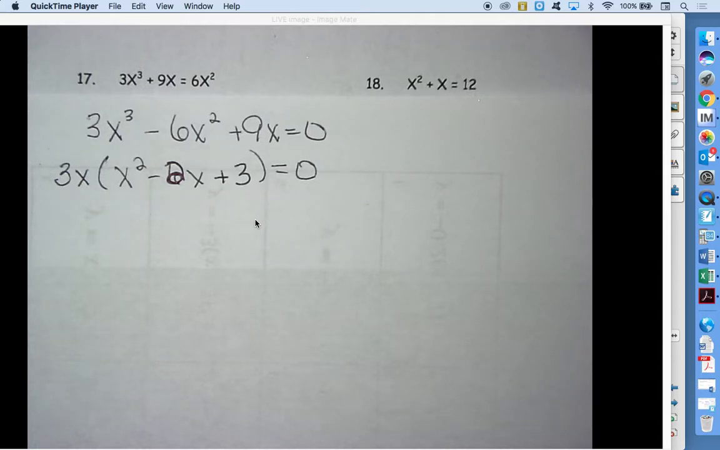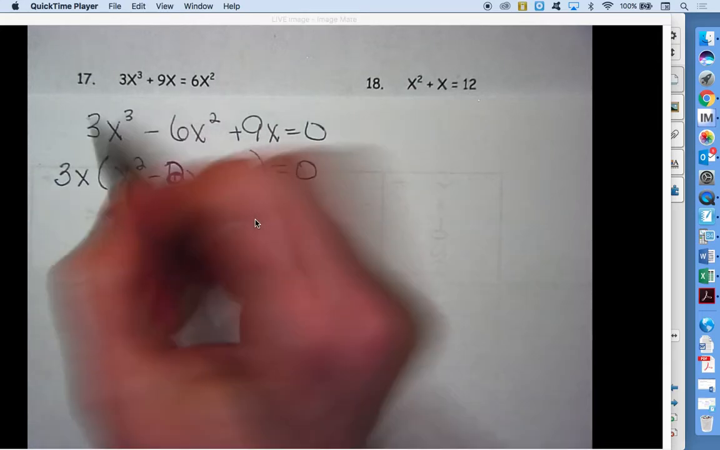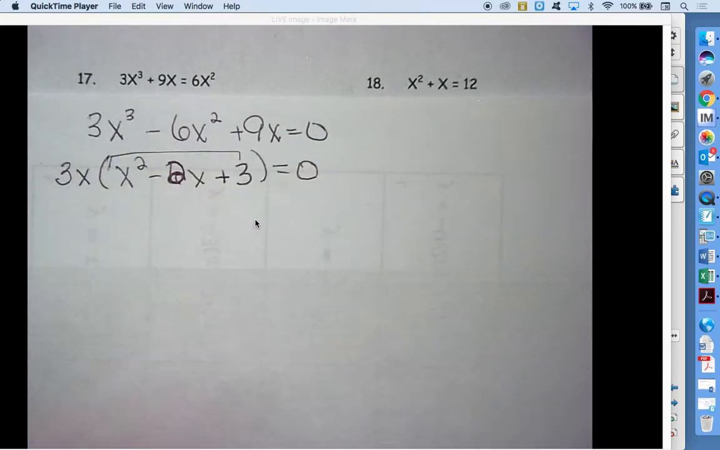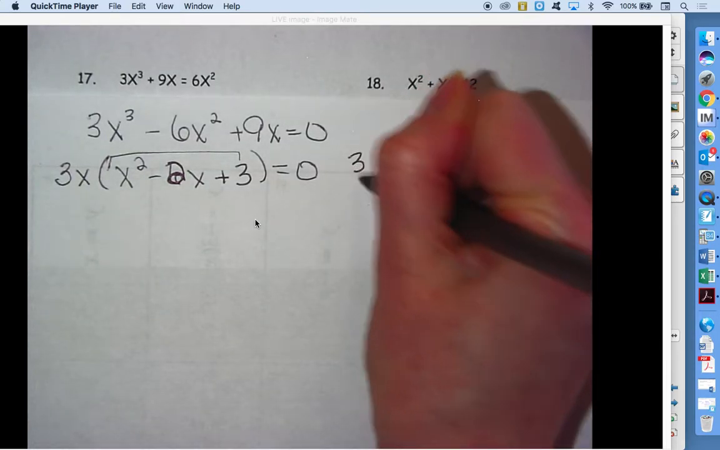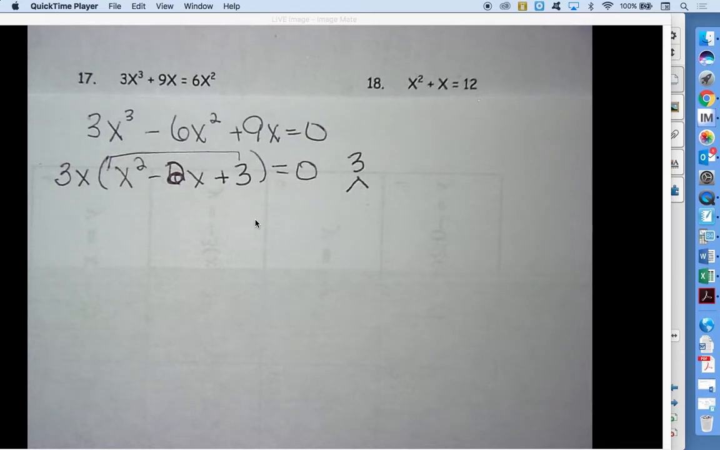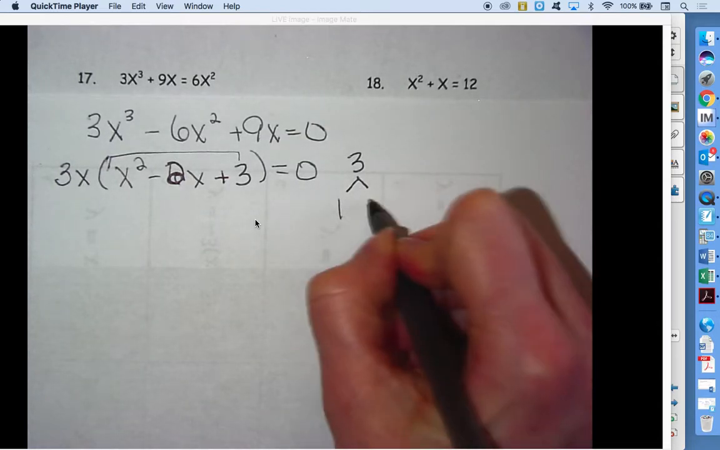All right, the third step would be to try AC grouping. Does that work for this problem? That would be my third step after you take out a GCF. We set it equal to 0, we took out a GCF, and now we need to try and factor it. We have a positive 3 in the back, and we're trying to make a negative 2. The only two factors of 3 are 1 times 3.